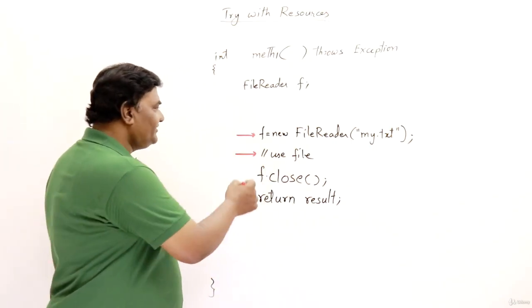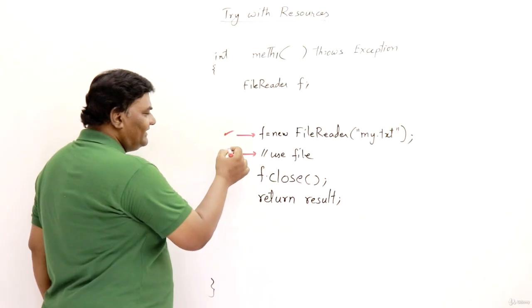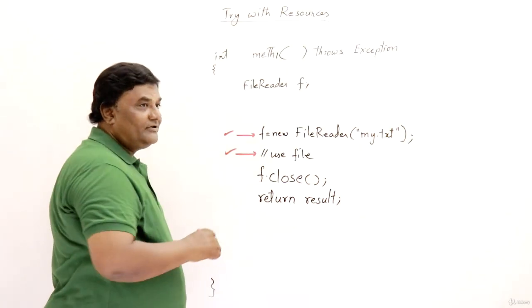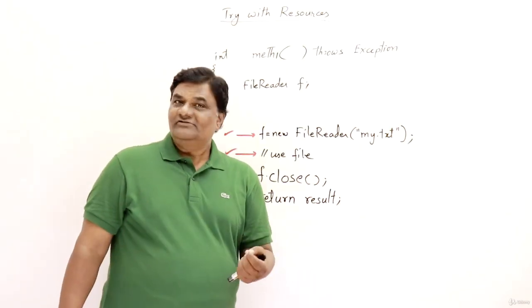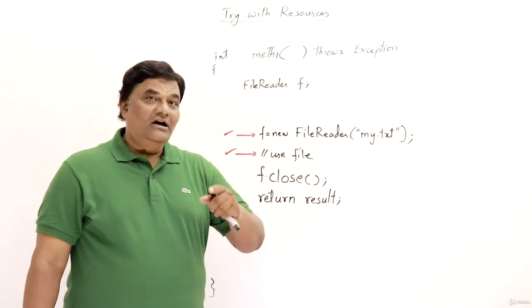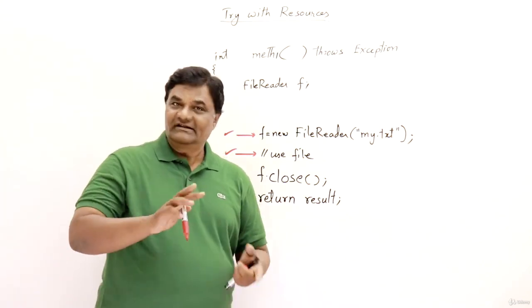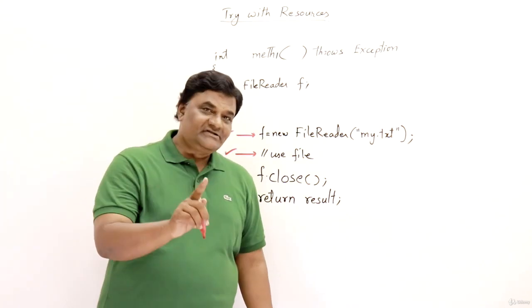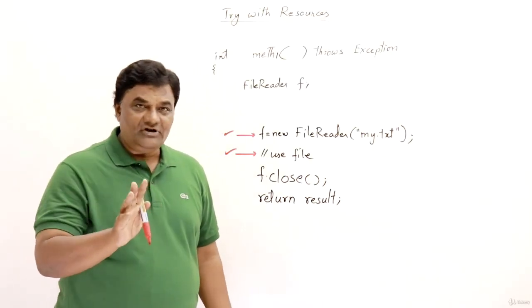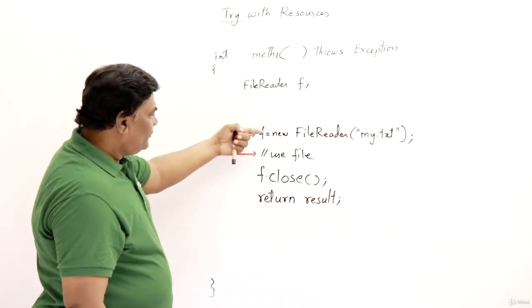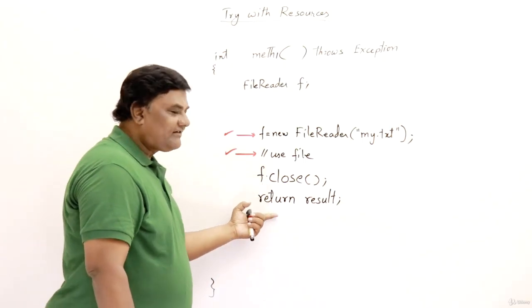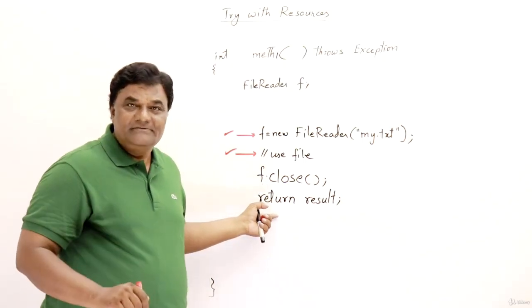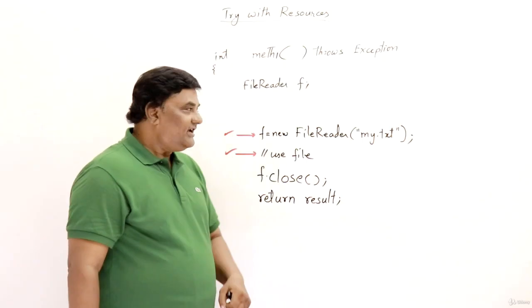So if there is a possibility of error in this line and this line, that is, there is a possibility of exception. Now, in case of exception, what happens? Or no exception, what happens? Let us learn both, right? So first I'll show you what happens if there is no exception. Quickly let us look at it. It will open the file, use the file, close the file, return the result. So everything is smooth.